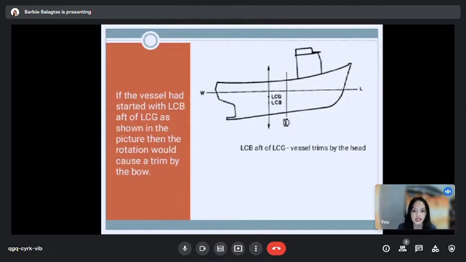And if the vessel had started with LCB aft of LCG as shown in this picture, then the rotation would cause a swing in the bow. So here is the bow. LCB aft of LCG, the vessel trims by the head.